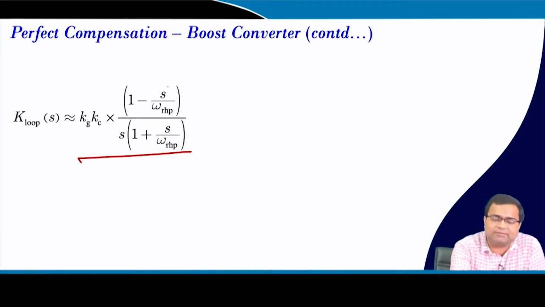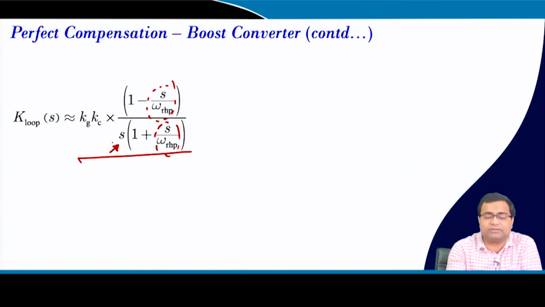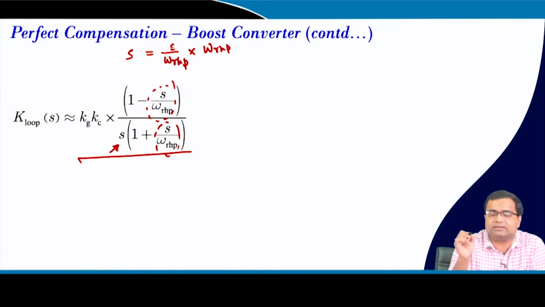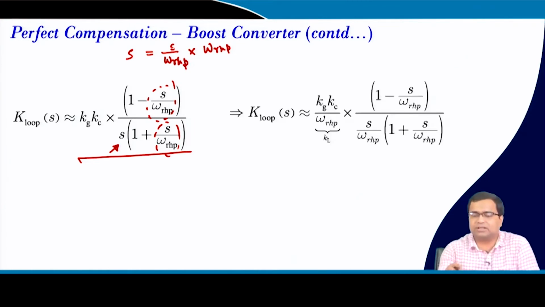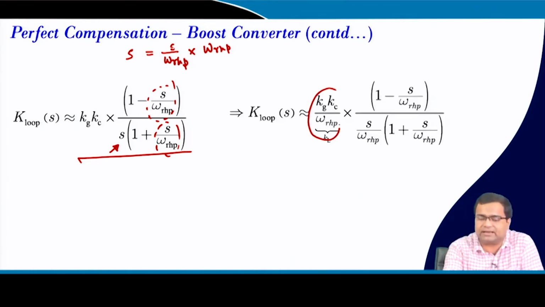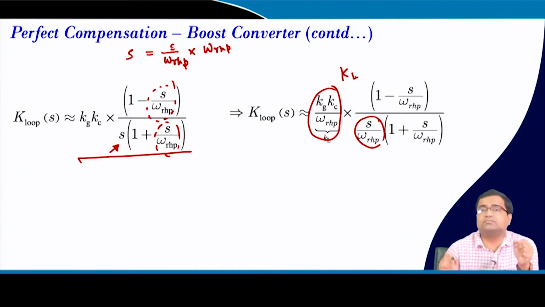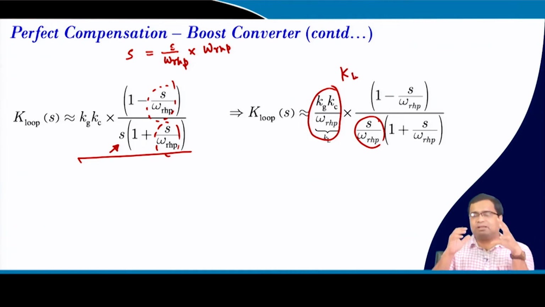Now, since you have s by omega RHP, I want to write this as well. If I write s, then I can write s by omega RHP times omega RHP, and this is exactly what I have done. That is why this term is coming here, and so now it is s by omega RHP, and this term is my K_L. Now, why am I writing s by omega RHP?